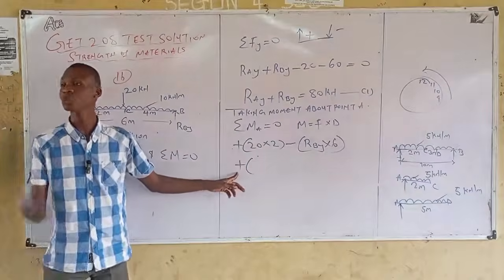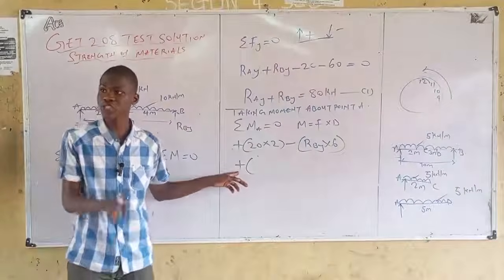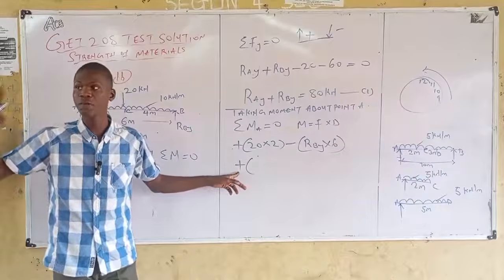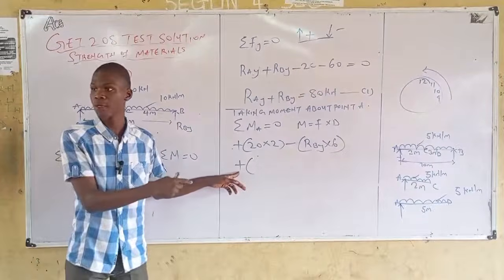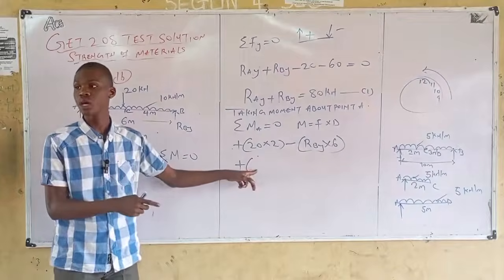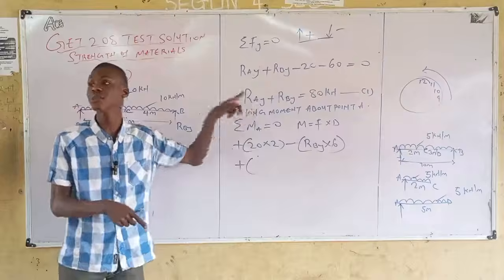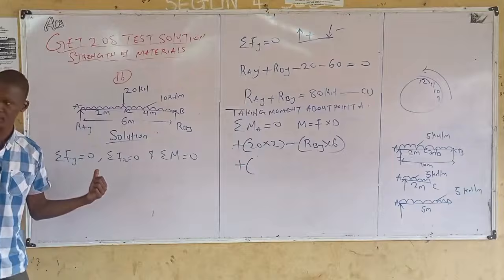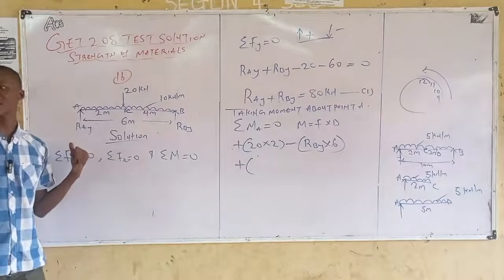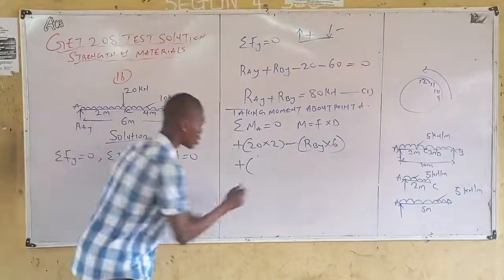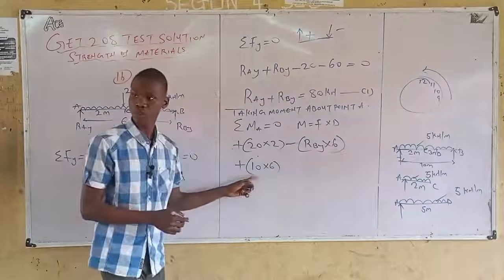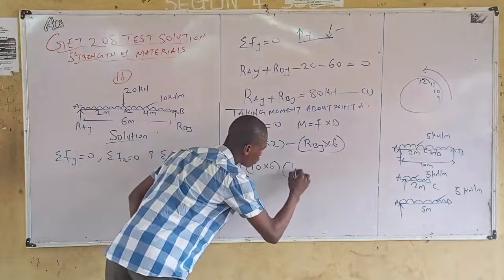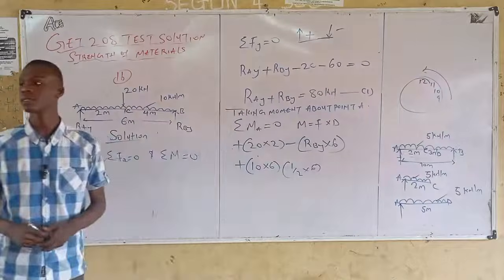Now, as we know, moment is force times distance. So for this UDL, I need the force of this UDL and I need the distance so I'll be able to get the moment. What will be the force of this UDL? 60. How do you get 60? The intensity times the total distance it covers, meaning 10 times 6. This is just the force. What about the distance? 3. How do you get 3? 1/2 times 6. And that's it.